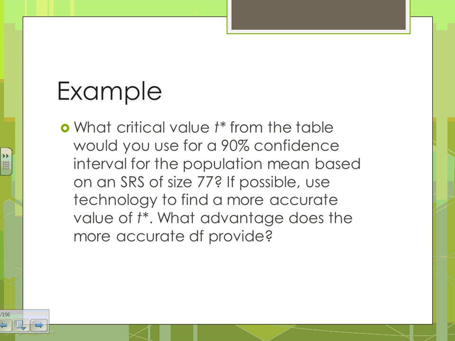So what critical value t star from the table would you use for a 90% confidence interval for the population mean? What if you had a sample size of 77? In your chart, you don't really have that. You're going to have to go up to the nearest one, or down to the nearest one, which I guess would be safer here. So in this case, you definitely want to use your technology.